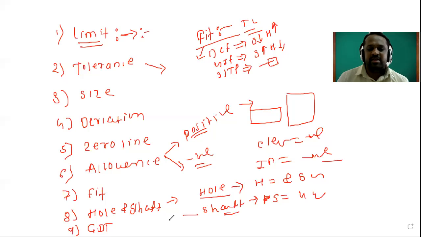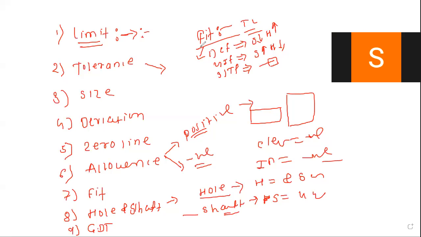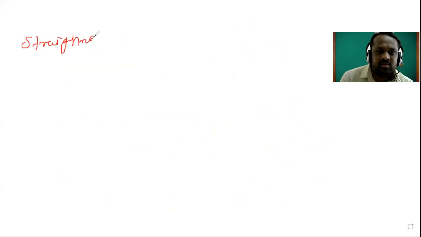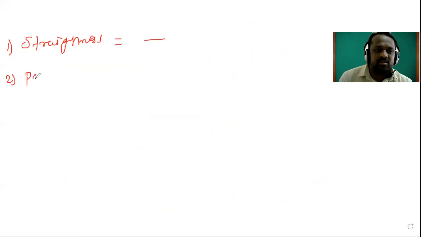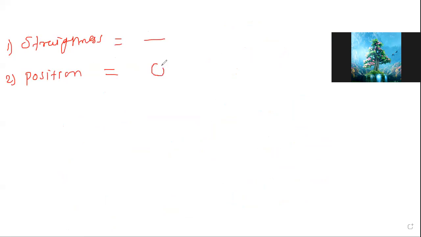Okay. Then how many characteristics are there in the geometric tolerances? Fourteen. Okay, then tell me what is the symbol for the straightness? Just a straight line. Then tell me the symbol for the position. What is the symbol for the position? A circle and circle with center lines, like this.